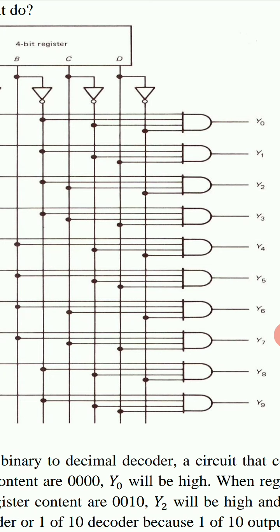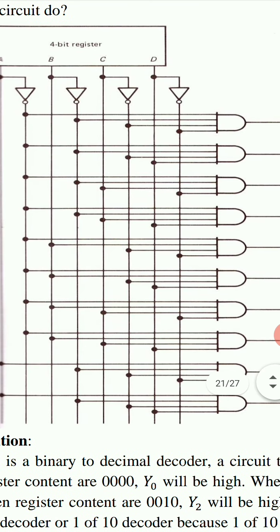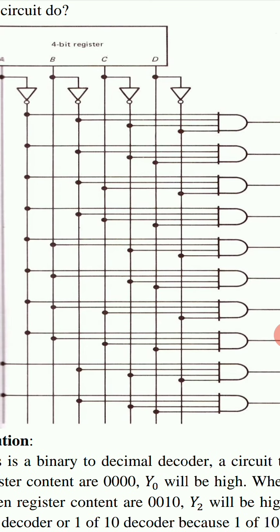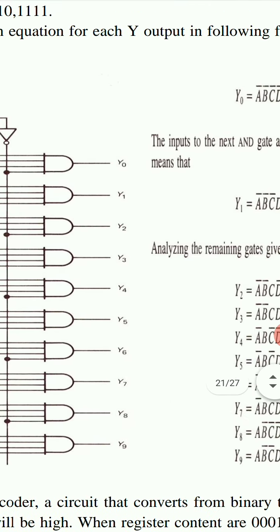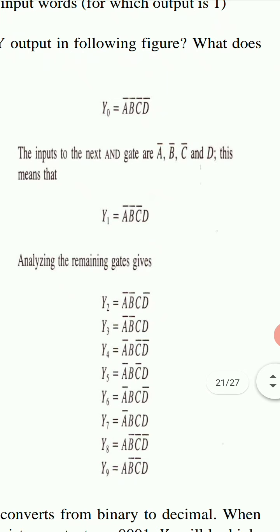For the uppermost AND gate, the output is Y0, and the lines connected to its input are A bar, B bar, C bar, and D bar. So its output Y0 will be equal to A bar, B bar, C bar, D bar. Dot is implied between each bit. A bar dot B bar dot C bar dot D bar. We can write it as A bar B bar C bar D bar.